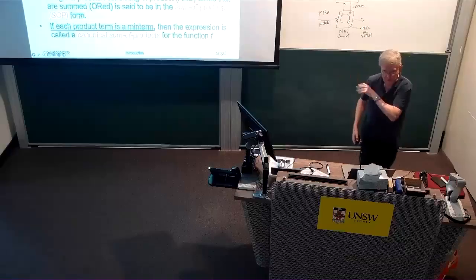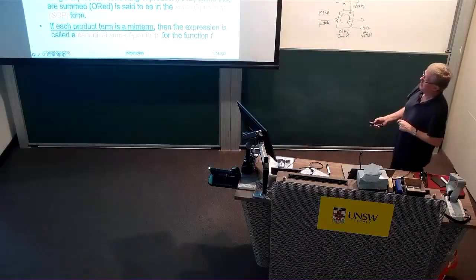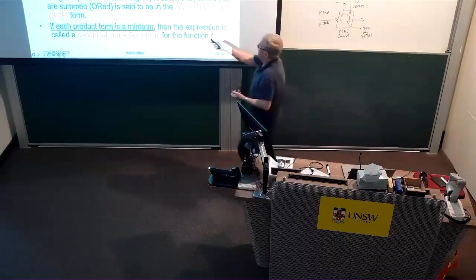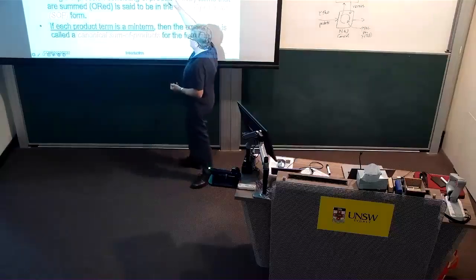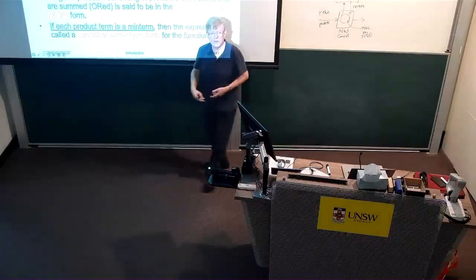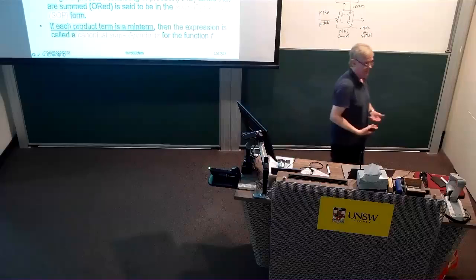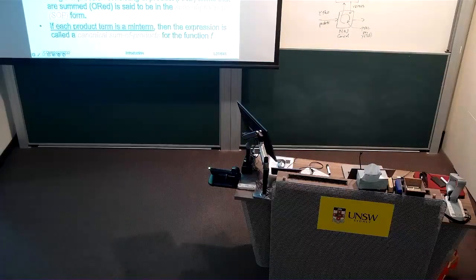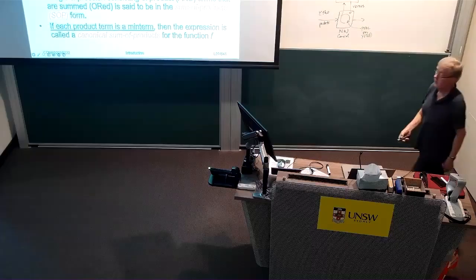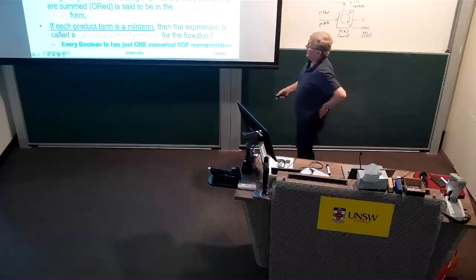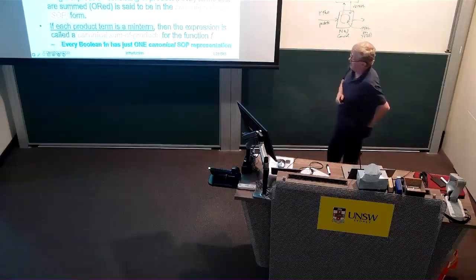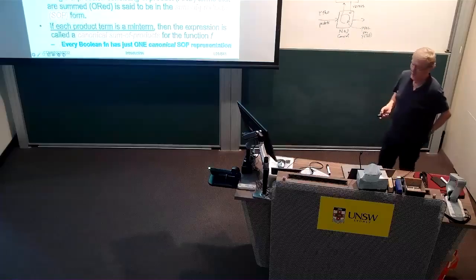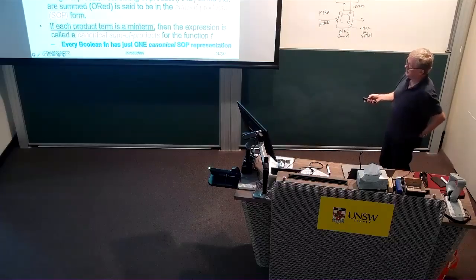Okay, so this is just terminology at this stage. But it's important, because if we're representing a function in shorthand as just a sum of minterms, it's important to know that this function does not contain minterm 2. That means it's 0 in that row of the truth table. This tells me where the ones are in the truth table. So every Boolean function has just one canonical sum of products representation.